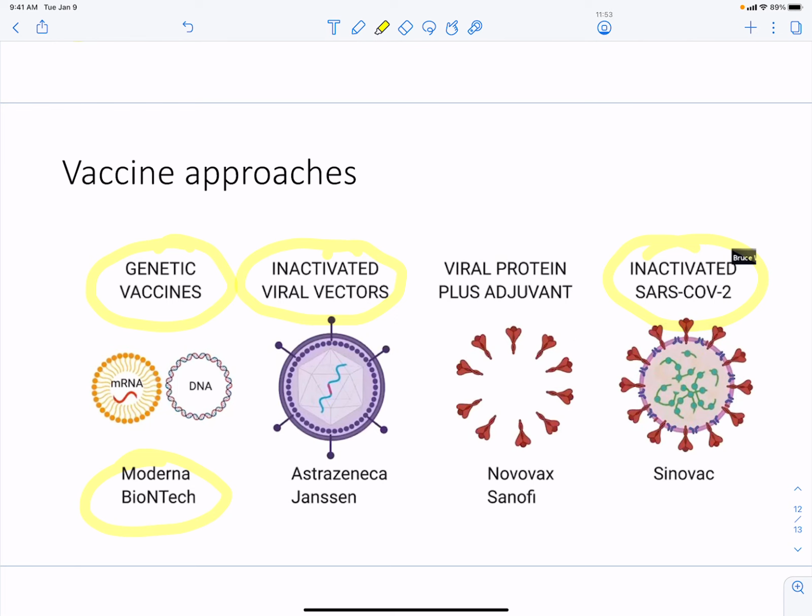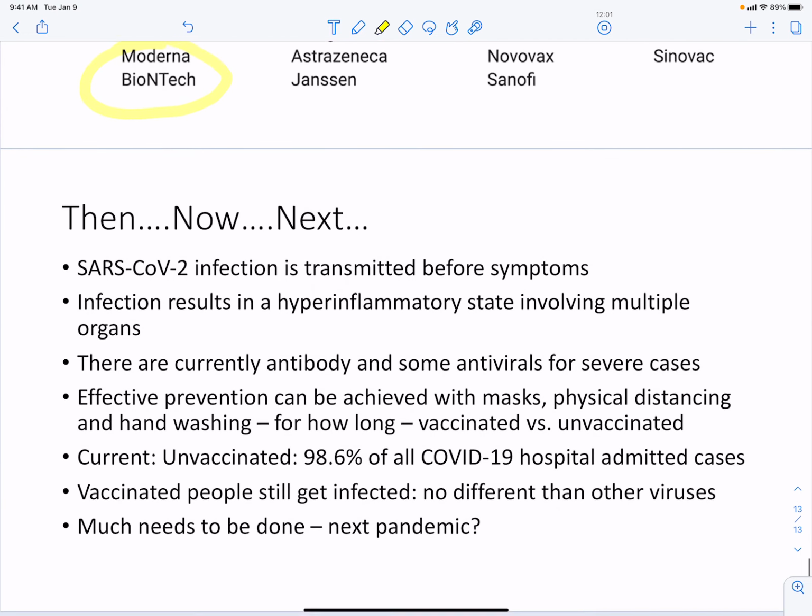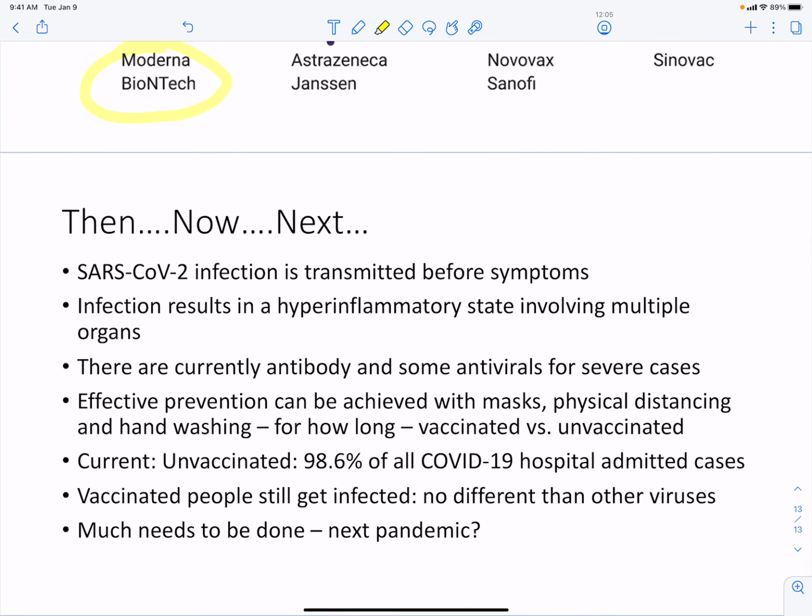And then, of course, there are some that are trying to do the proteins, which are the weakest vaccines, and they're adding adjuvants to try to enhance the immune response to these very weak vaccines. So then down and next. So we know what happened in the past. We know what we've all been through with this pandemic. So what is going on right now?